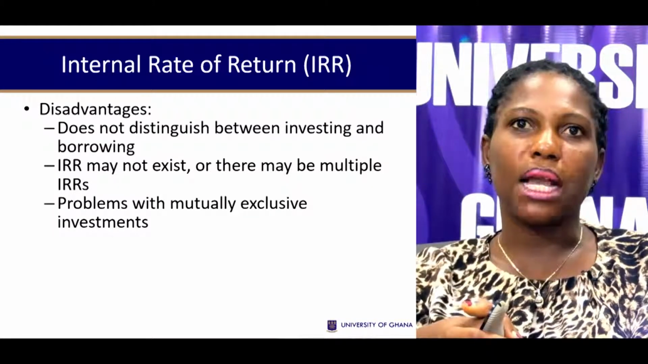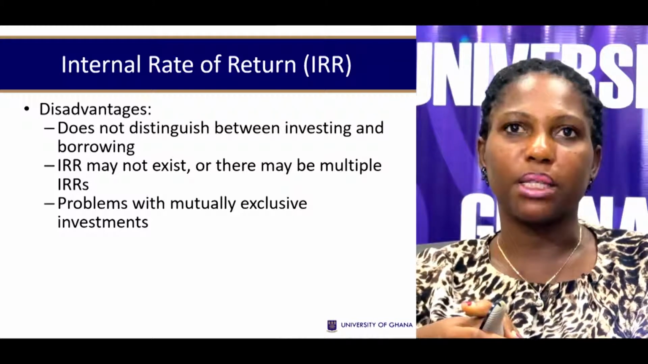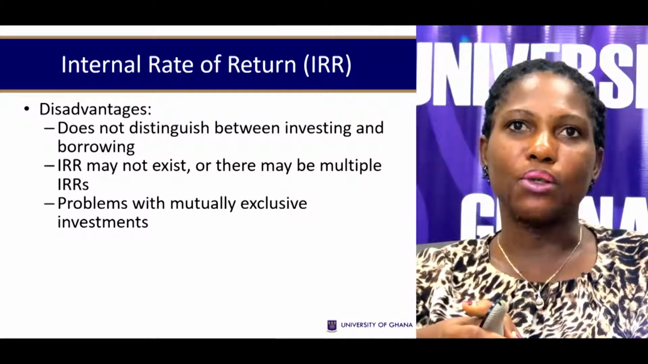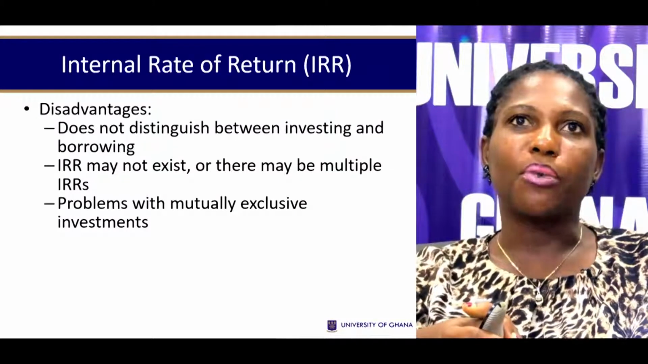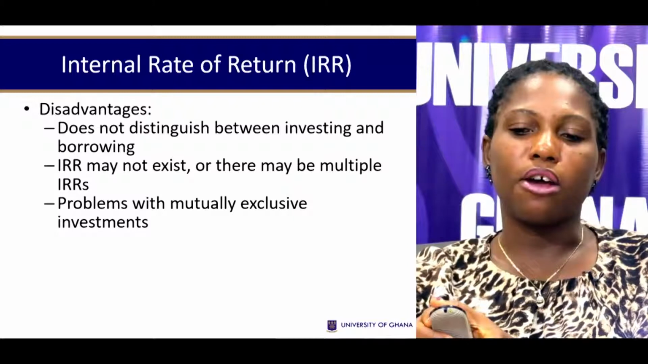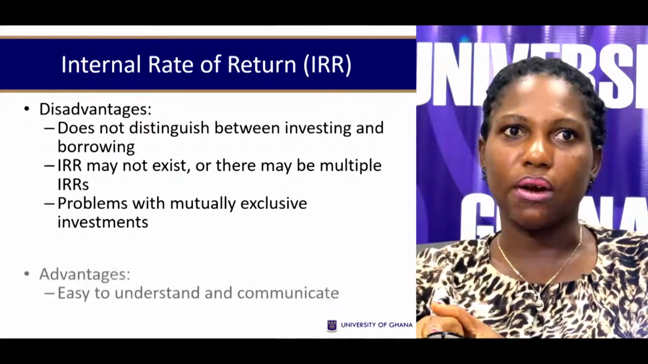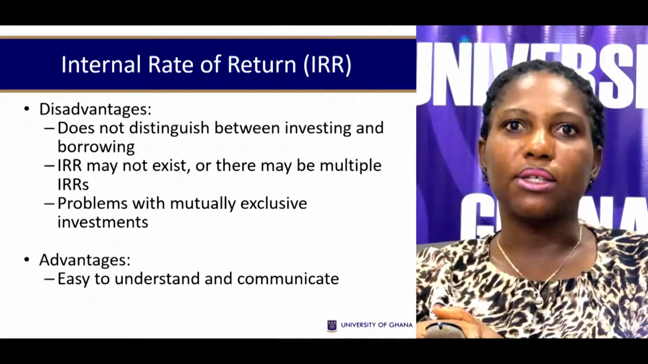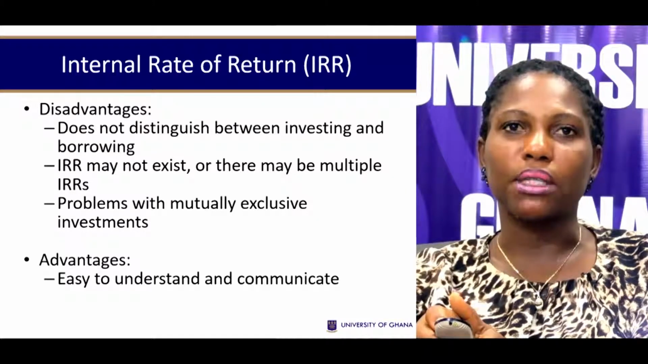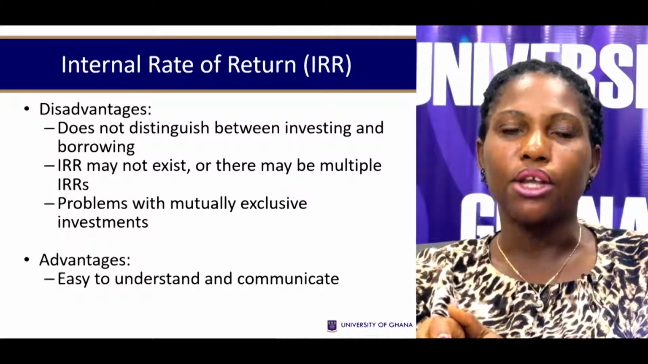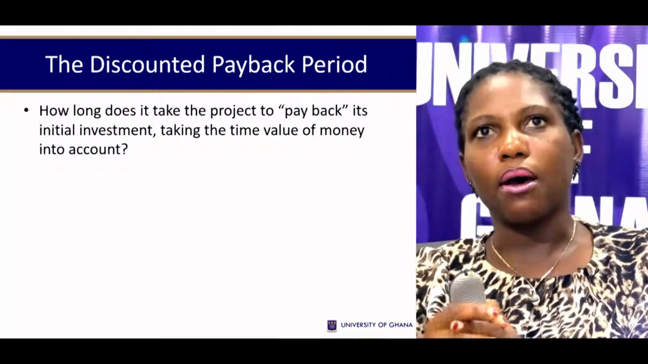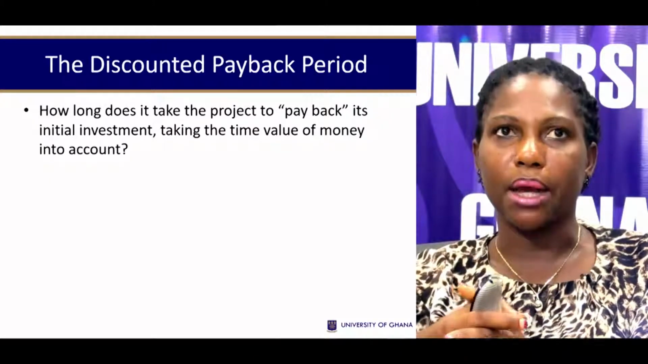And especially when it comes to mutually exclusive projects, meaning projects that only allow you to choose one and let go of the other, you may have problems in using the internal rate of return as your decision criteria. The main advantage, however, is that it's quite easy to understand and communicate because it tells you the rate of return you are making. Now, let's look at another option, which is the discounted payback.